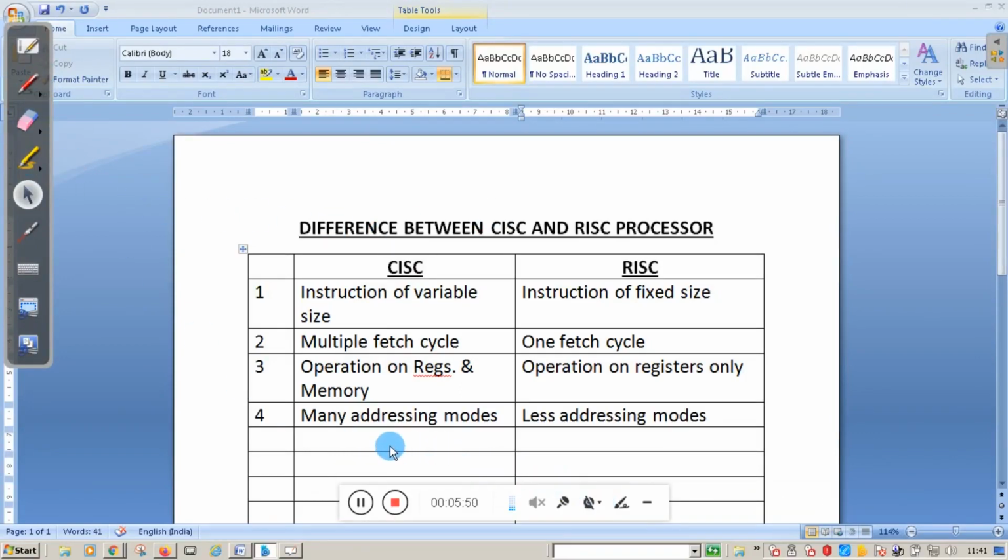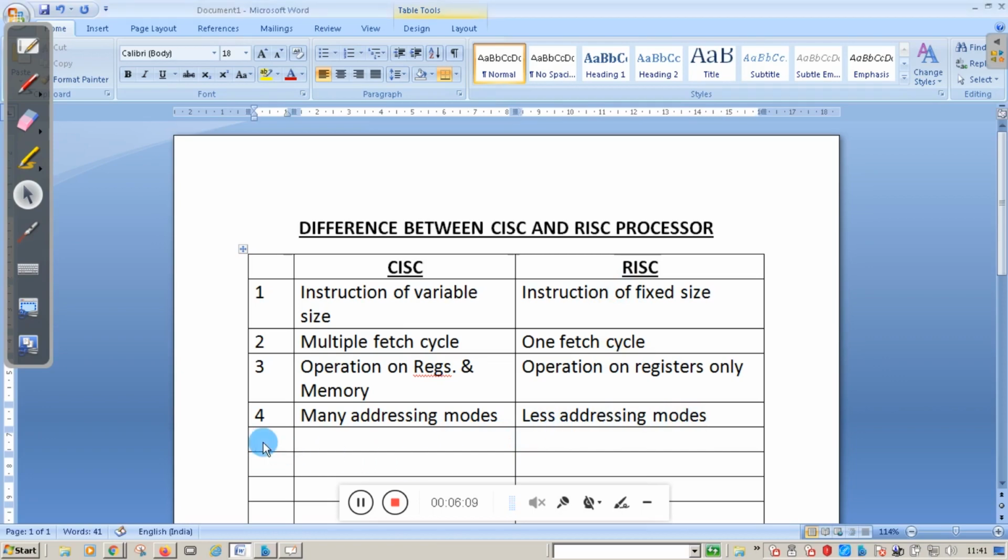Now we'll move to the next point. A CISC processor has many addressing modes. As I said, a CISC processor allows operation on both memory and register, so naturally it will have many addressing modes. But a RISC processor allows operation only on registers, so it will have fewer addressing modes. That is the fourth point.